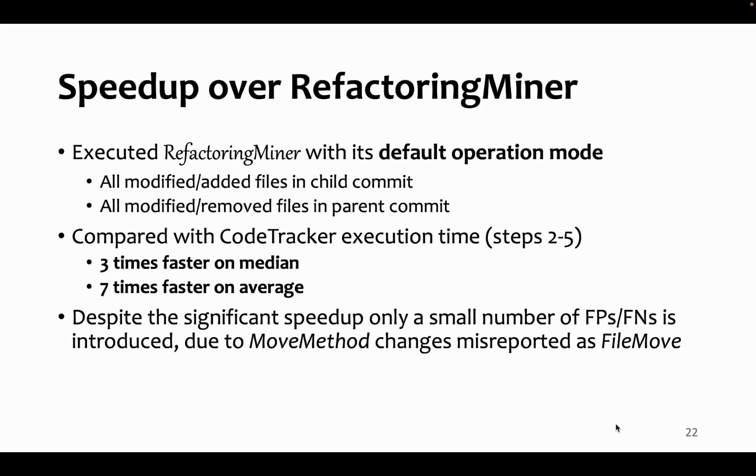In order to compute the speed up over refactoring miner, we execute the refactoring miner with its default operation mode. That means all modified and added files in the child commit and all modified and removed files in the parent commit. And we compare that with the execution time of CodeTracker in steps 2 to 5. CodeTracker was 3 times faster on median and 7 times faster on average. And despite this significant speed up, there was only a small number of false positives and false negatives that was introduced, and this was due to method move changes that were misreported as file moves due to the partial models that we used.